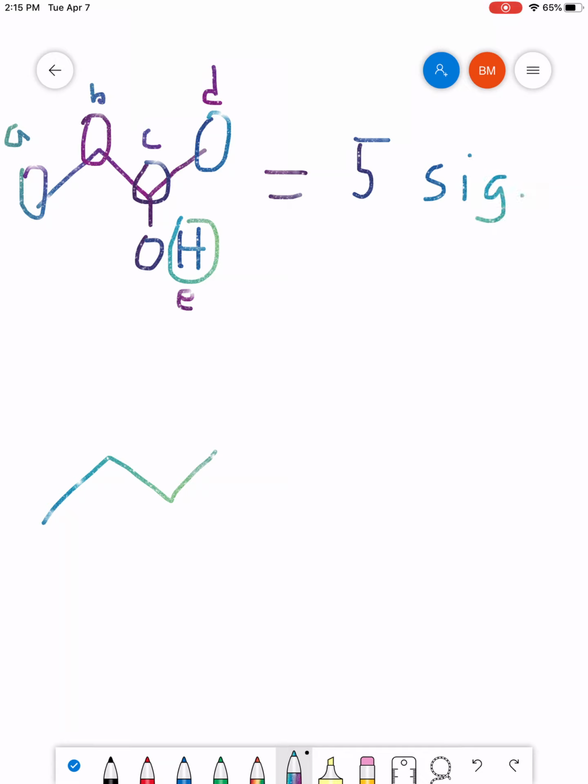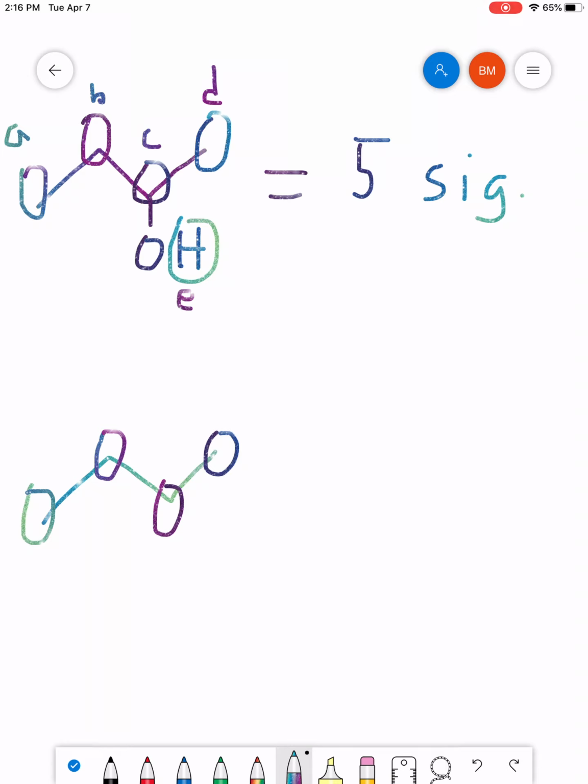Now, the one below, this is just butane. The only difference is I've taken the OH off. So you might think, okay, just removing the OH group takes away group E, so maybe we would have 4. All right, we do have groups of H's still on each of the 4 carbons, right?